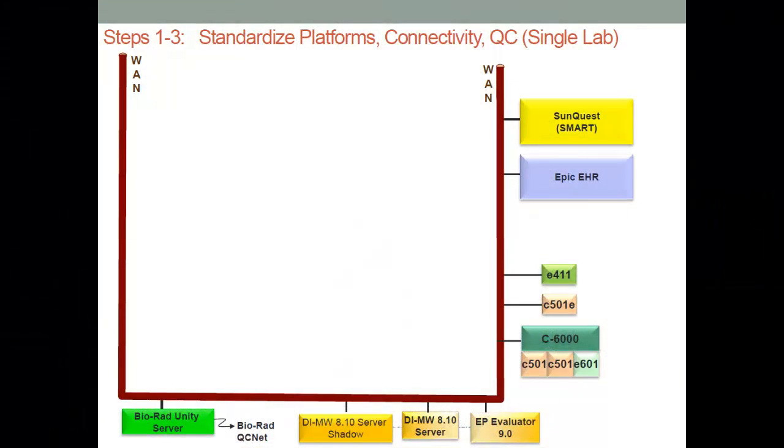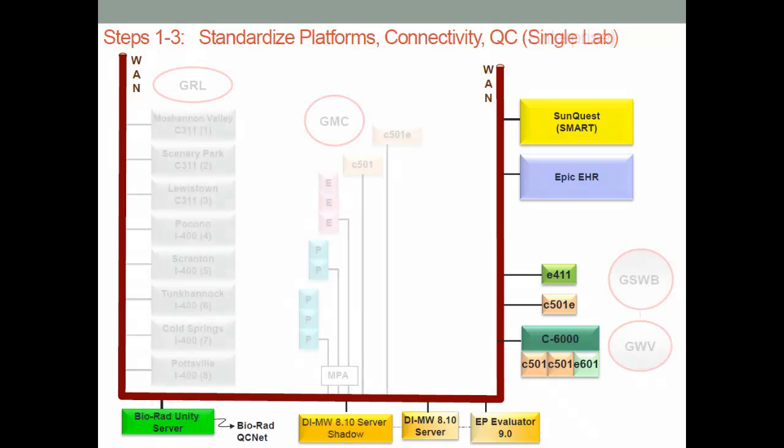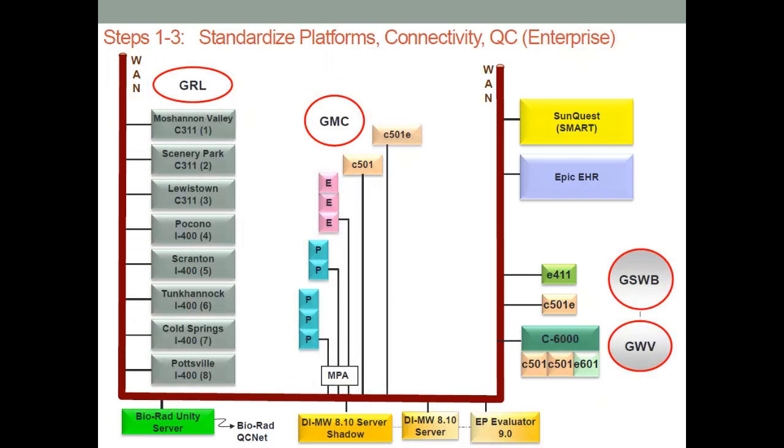So this is just a diagram that shows you the connectivity. The wide area network is the line that goes around the periphery of the slide. SunQuest is our lab information system, upper right. Epic electronic health record. So we have a very broad network with probably 20,000 IP addresses. And instrumentation is connected to the wide area network. It all funnels through a single data innovation server up in our data center. So this is kind of a point where everything has a common pathway.